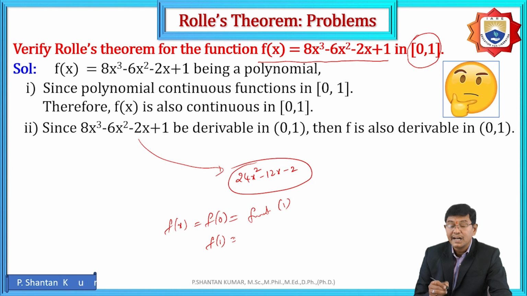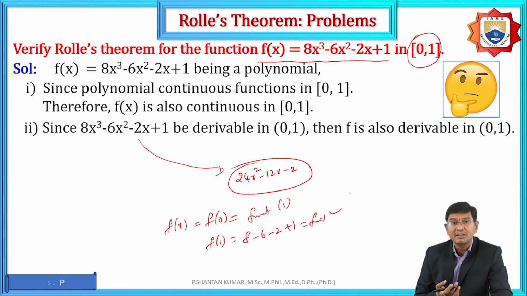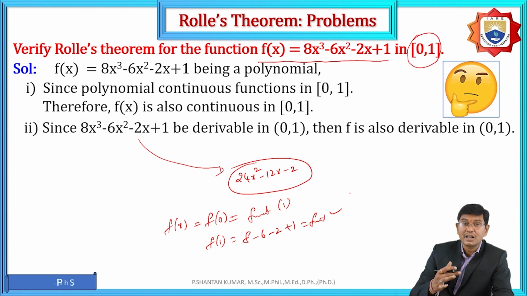And again, for example, the f of 1 value. At x equal to 1, the value is 8 minus 6 minus 2 plus 1. Whatever the value, it is not infinity. Therefore, it is a finite value, which indirectly means the function is continuous. And what is the meaning of not continuous? When we replace x equal to 0 or 1, if we get infinity, that means it is a discontinuous function. But here the function gives a finite value, so it is a continuous function. That is another way of understanding that the function is continuous.